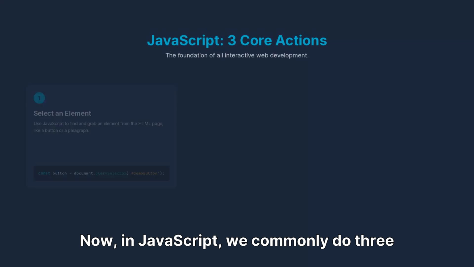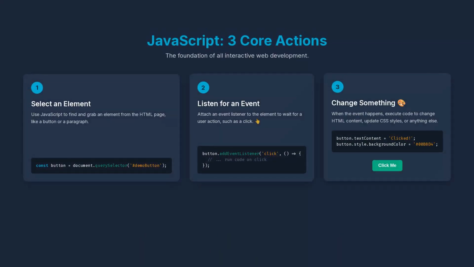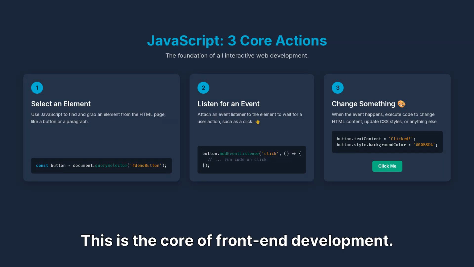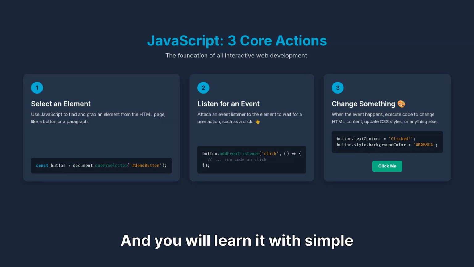Now, in JavaScript, we commonly do three things. Number 1, select an element from the page. For example, select a button. Number 2, listen for an event, like a click. Number 3, change something, like text or color. This is the core of front-end development, and you will learn it with simple projects.